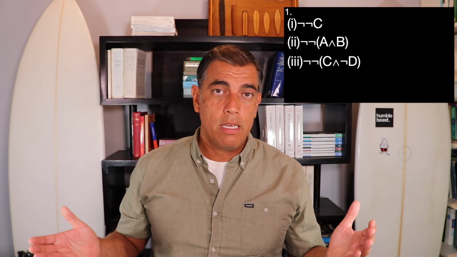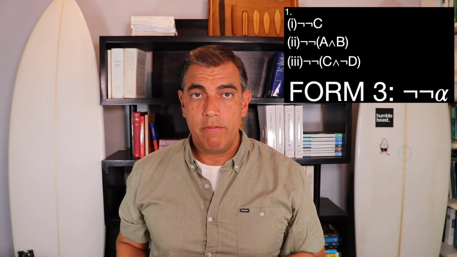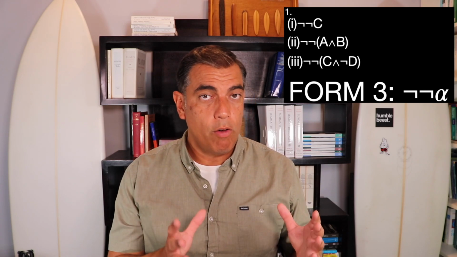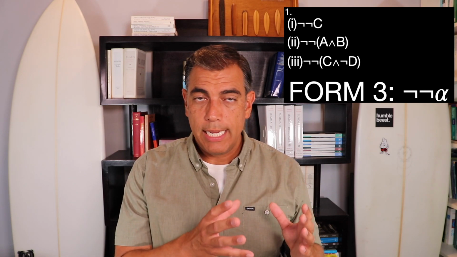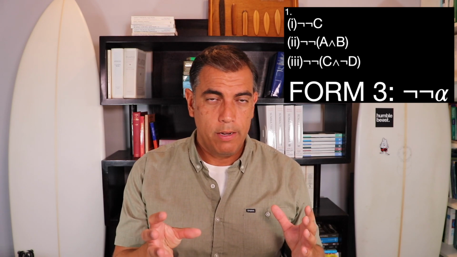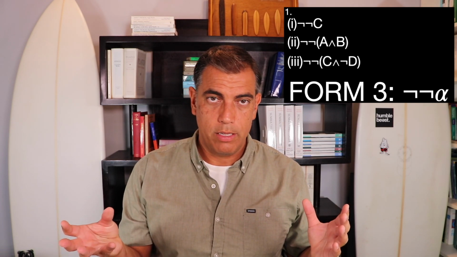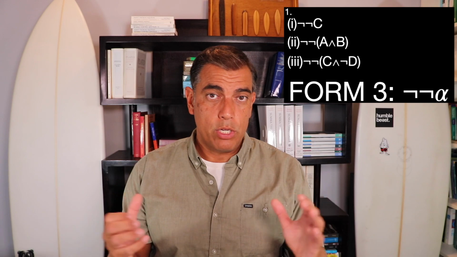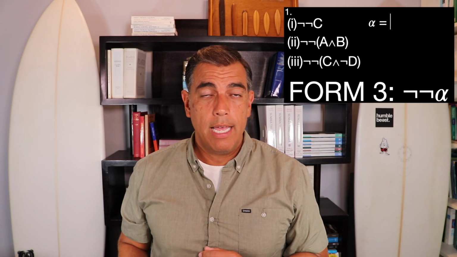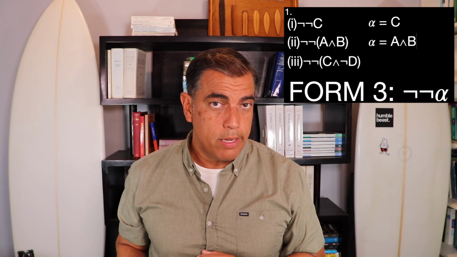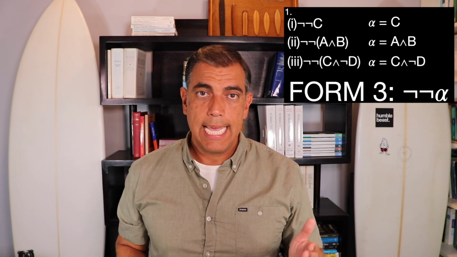And then finally, we can have the form of not not alpha, right? All three of these have a double negation and then some proposition. The proposition in there isn't necessarily the same, but it's some proposition there. So alpha can stand for C, alpha can stand for A and B, alpha can stand for C and not D.